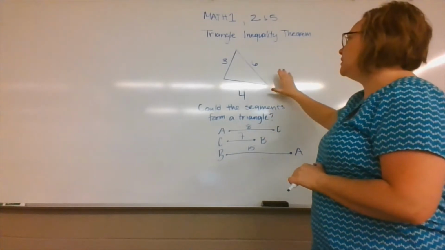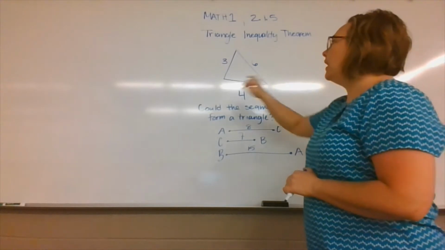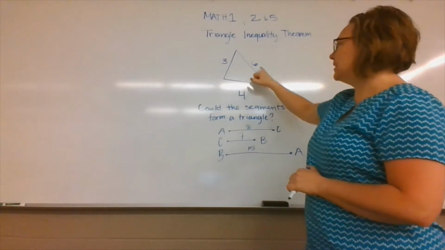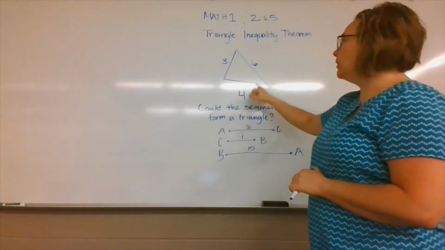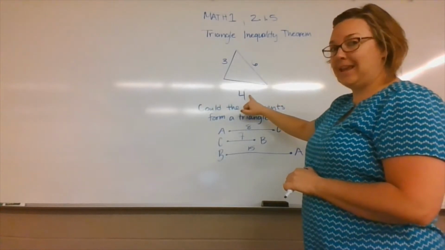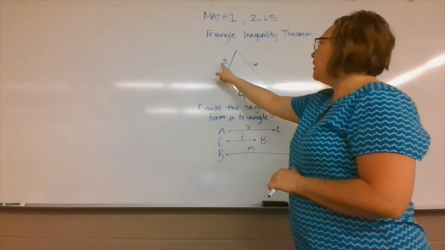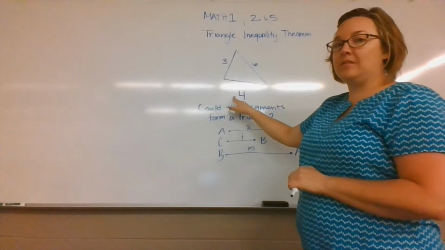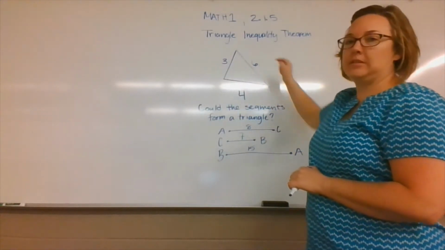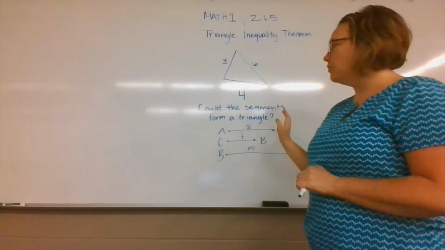For example, in this triangle, if I add 3 plus 6, that's 9, which is greater than 4. 6 plus 4 is 10, which is greater than the third side, 3. And 3 plus 4 is 7, which is greater than the third side, 6. So it works for all three.